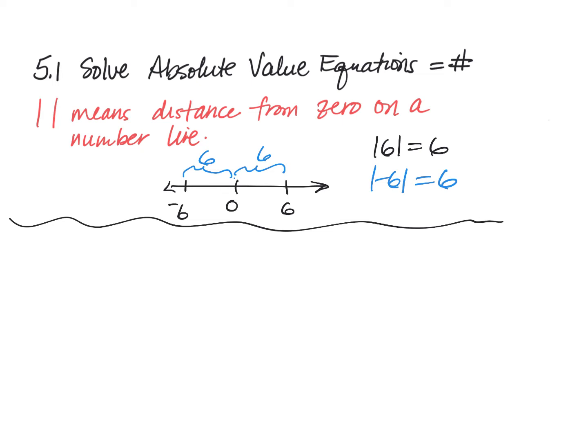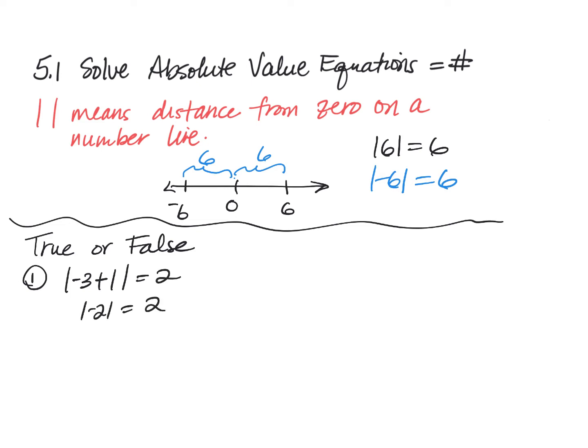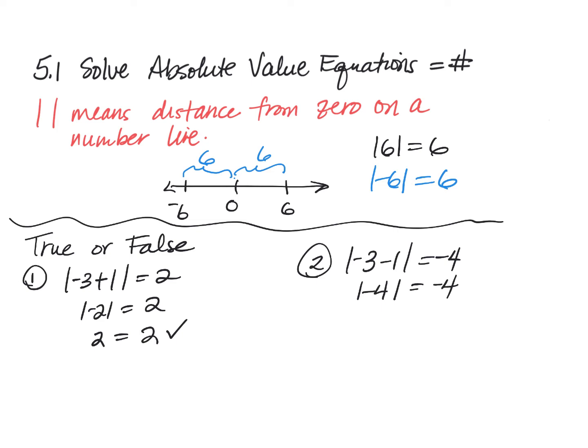Now, let's look at some true or false statements. Let's look at this. If I have the absolute value of negative 3 plus 1 equals 2. Well, negative 3 plus 1 is negative 2. The distance from 0 is 2. Is that equal to 2? Yes, it is. We're good to go. But what about if it was negative 3 minus 1 is equal to negative 4? Well, this is the absolute value of negative 4. Could it be negative 4? Is the distance from negative 4 to 0 a negative number? No, it's positive. That's not equal to negative 4. So this does not work.